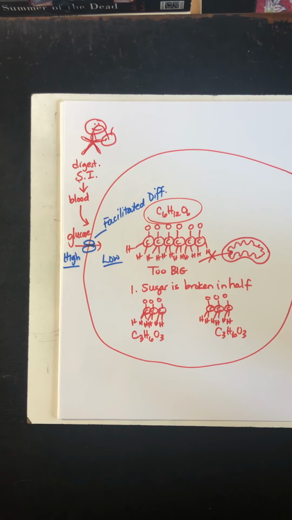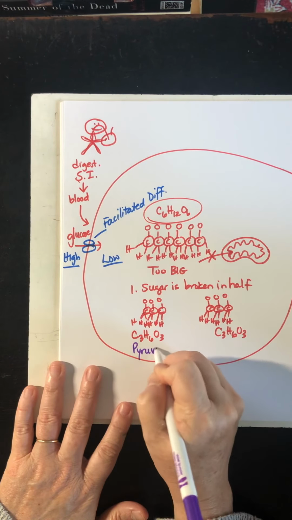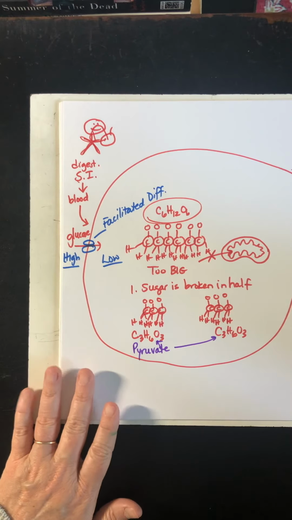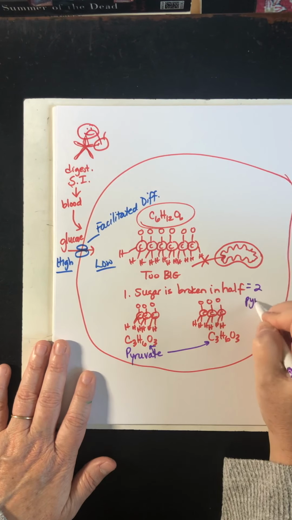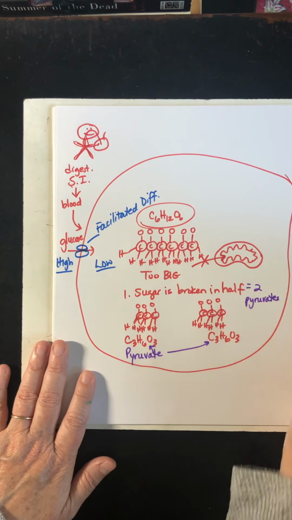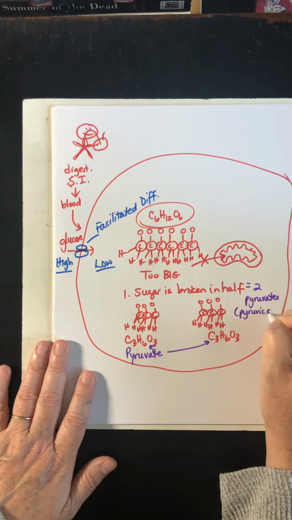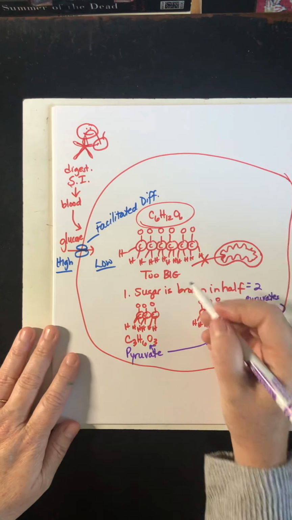So because it is broken in half, it's no longer called glucose, all right? They're called pyruvate, okay? So this is a pyruvate and this is a pyruvate. So when you break a sugar in half, you get 2 pyruvates. I always say 2 pieces of pie. They're also called pyruvic acid, okay? Because they have a lot of hydrogen on them. So that's the first thing that happens. Snap it in half, okay?